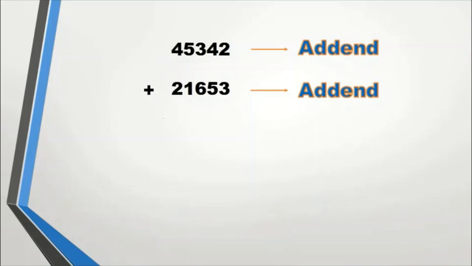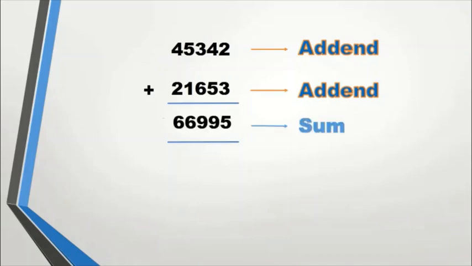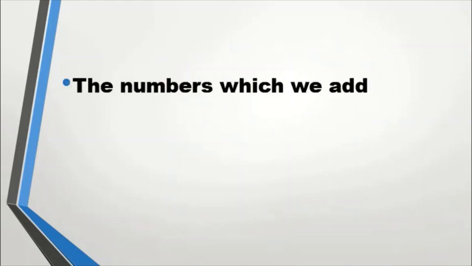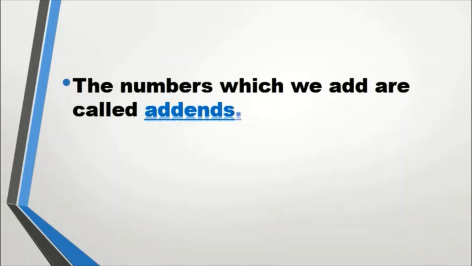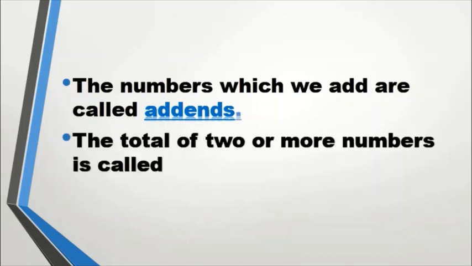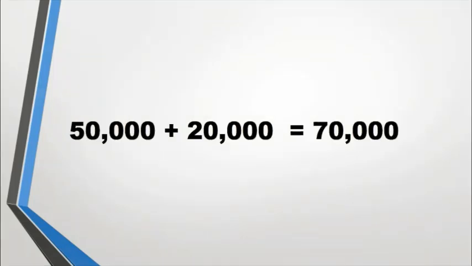A-D-D-E-N-D, addend. And the answer which we get after adding the two numbers is called the sum. And what is the sum here, children? It is 66,995. The numbers which we add are called addends. Total of 2 or more numbers is called the sum. A mathematical statement is given. 50,000 plus 20,000 is equal to 70,000.